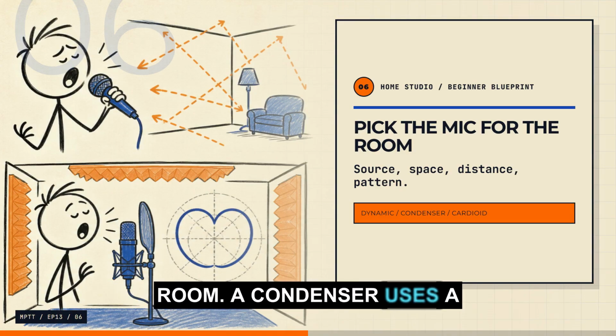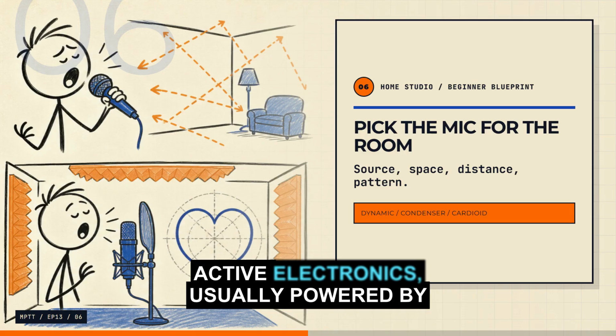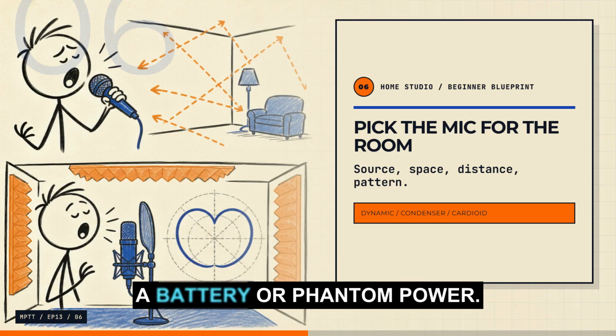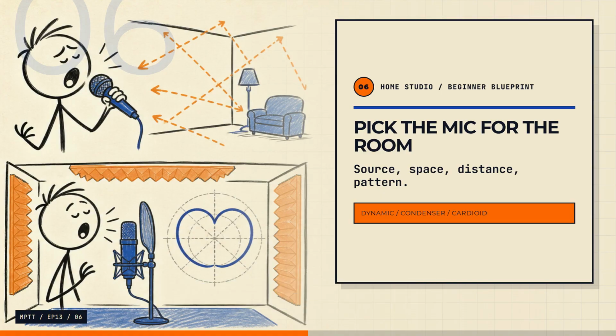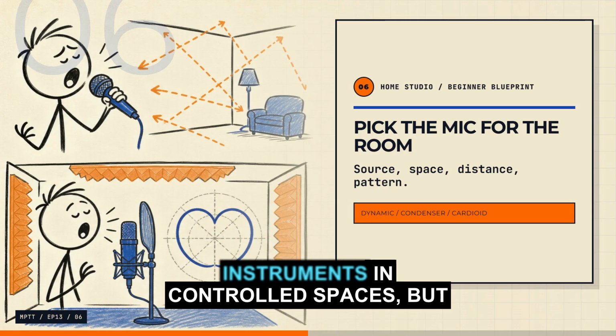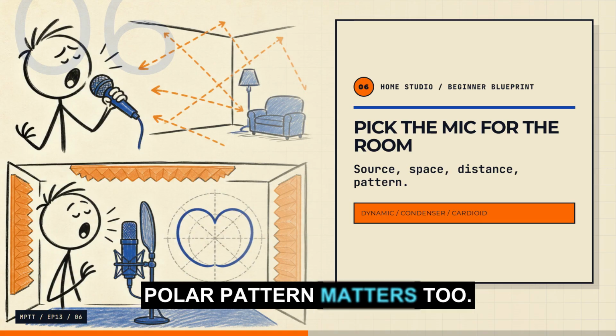A condenser uses a charged diaphragm and backplate, plus active electronics, usually powered by a battery or phantom power. Its sensitivity and detail can suit vocals and acoustic instruments in controlled spaces, but also reveal fans, traffic, reflections, and chair squeaks. Polar pattern matters too.